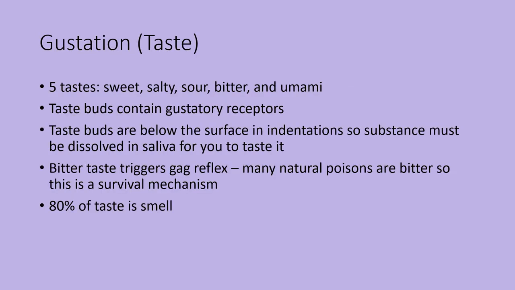So we're going to start with gustation, which is the scientific term for taste. There's 5 different tastes: sweet, salty, sour, bitter, and umami. The taste buds contain the gustatory receptors. Now the taste buds tend to be located beneath the surface. There are these little indentations on the tongue, the side of the mouth, but the taste buds are down in those indentations. So the only way you can taste something is it must be in liquid form.